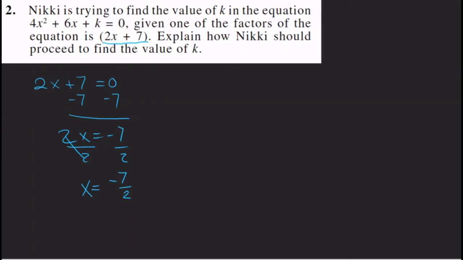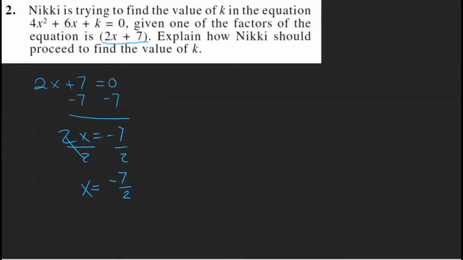It says Nikki is trying to find the value of k in the equation, this is very similar to a question we had earlier. 4x squared plus 6x plus k equals 0, given one of the factors of the equation is 2x plus 7. Explain how Nikki should proceed to find the value of k. Well, if we're explaining this, we have a factor already. Let's solve for the solution of that factor by setting it equal to 0. All right, so we'll subtract 7 from both sides. We'll end up with 2x equals -7. Divided by 2. So we know that one solution for this equation is -7/2.